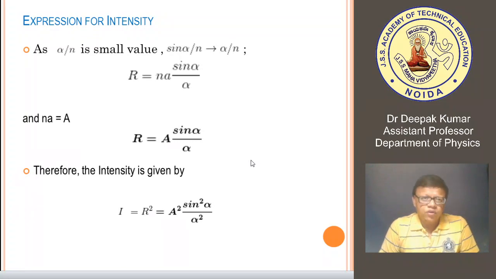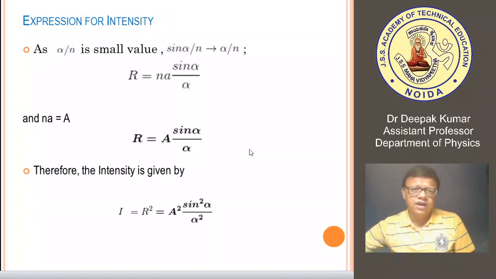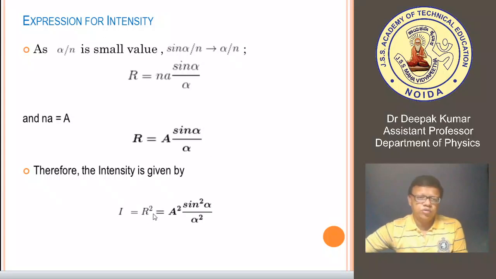Now as per the wave theory, the intensity at any point in a wave is directly proportional to the square of its amplitude. So I is directly proportional to R square, and the expression for intensity distribution in diffraction due to a single slit can be expressed as I is equal to A square sine square alpha upon alpha square.